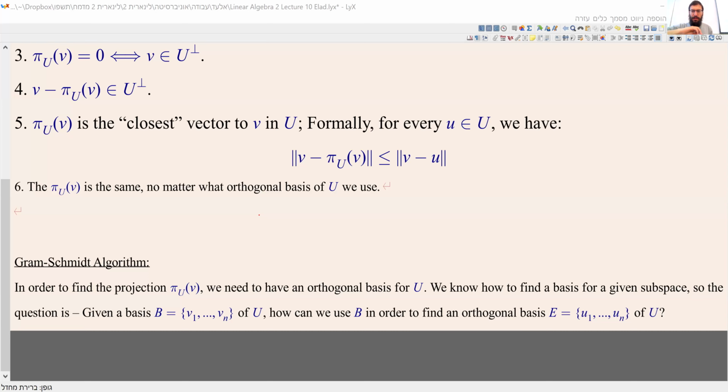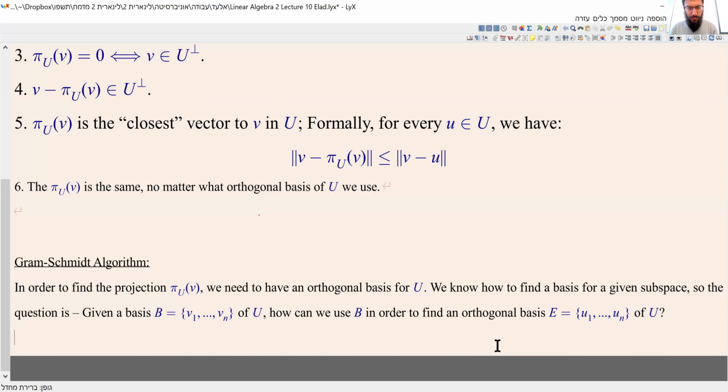Okay, so the way to do it, the answer, is the Gram-Schmidt algorithm. Again, it's Gram and Schmidt, names of deceased people. We're used to it when it comes to math. The answer is the Gram-Schmidt algorithm, and it goes as follows.